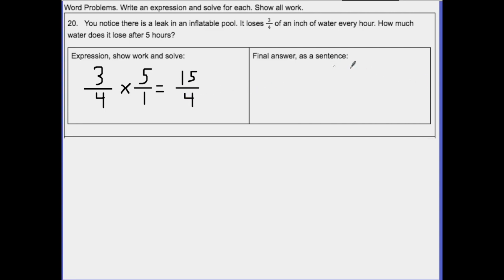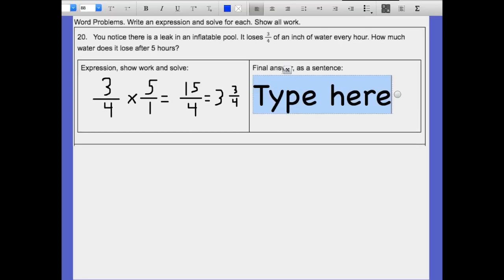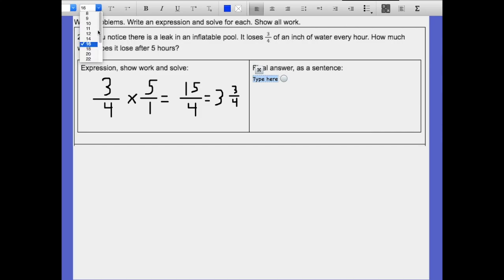All right. So here's where we need to write our final sentence. We should probably change this into a mixed number for this problem. So this is going to be 3 and 3/4. It's almost 4 wholes. It's 3 3/4. So our final answer, we could write a couple different ways, and we're going to look at that right here together.